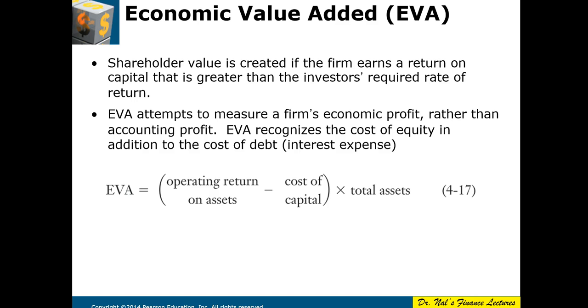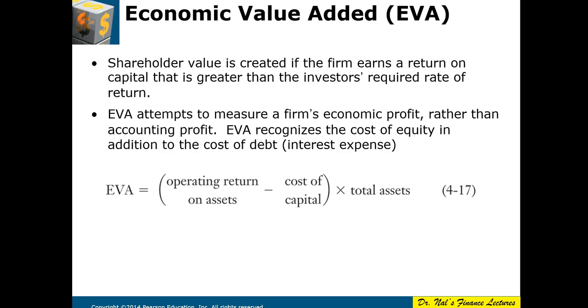A second method would be the economic value added, to address the fifth question of whether we are adding shareholder value to the firm. And EVA has a very simple calculation. But before the calculation, let me read through these two bullets. Shareholder value is created if the firm earns a return on capital that is greater than the investor's required rate of return. That's very important, the first bullet. So the firm will continue to generate value for shareholders as long as the return on investment is greater than the cost of capital. Those terms we'll learn more about during upcoming presentations.